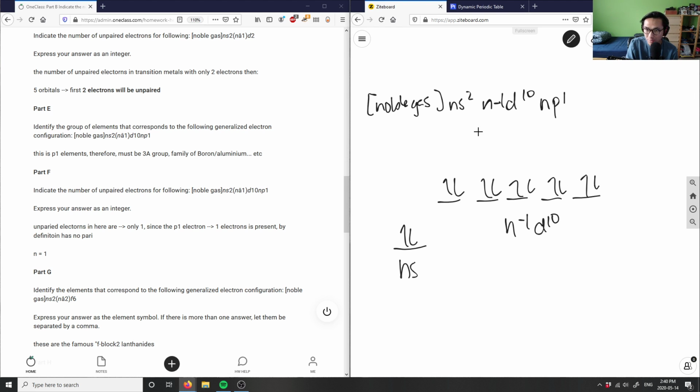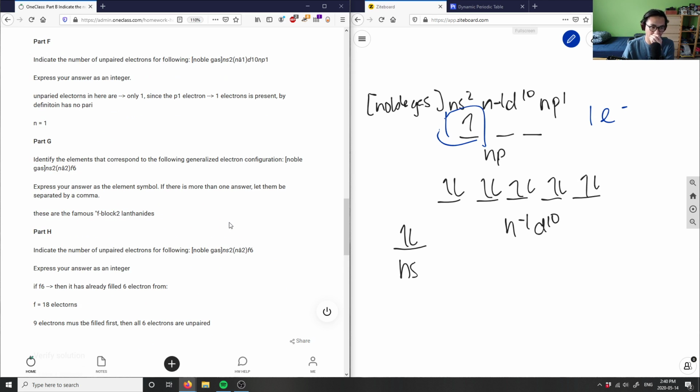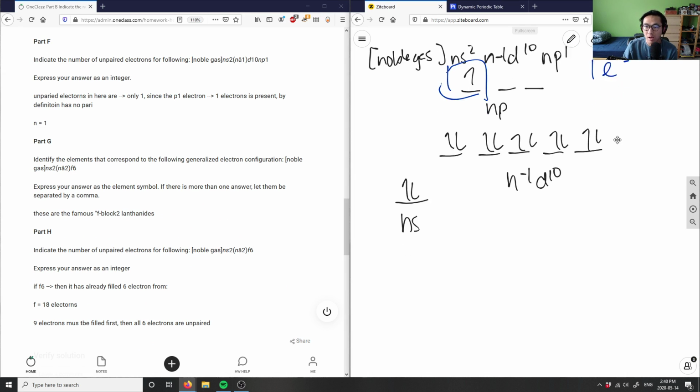And then my np block would be something like here. The np is simply just 1. So I have 1 electron in the p block, which means I have 1 unpaired electron. So this solution here is correct as well. I have 1 electron, so they said n equals 1. That's good. And finally, G and H are the exact same thing.